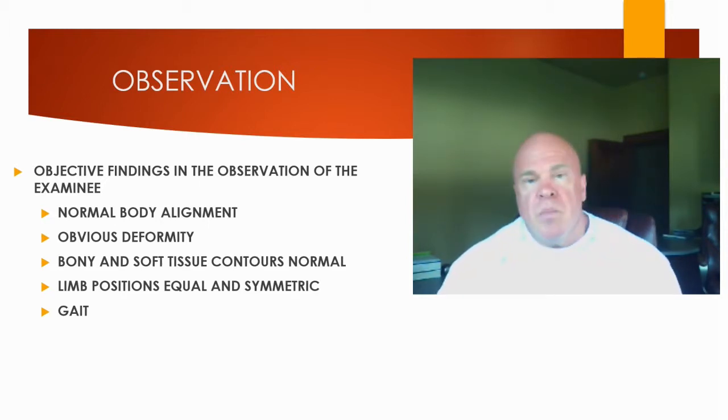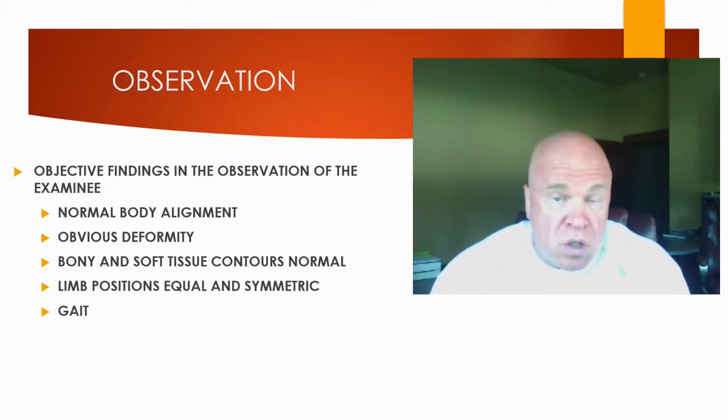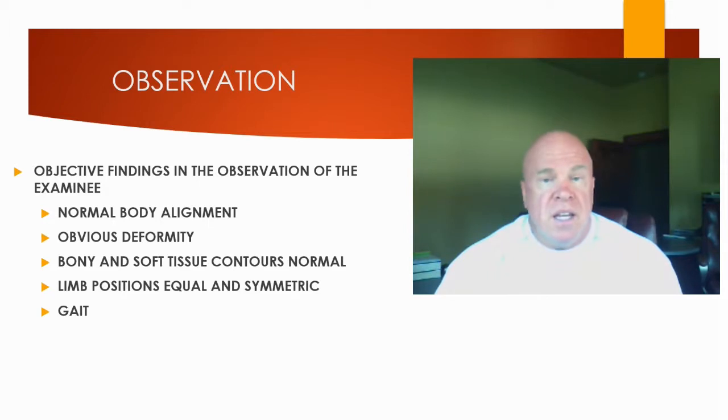You want to compare limb positions for size, for shape, for muscle tone, for texture, and even for temperature. And they should be symmetric. They should be equal and symmetric bilaterally. In the absence of bilateral symmetry, that finding could be a true positive objective physical exam finding.